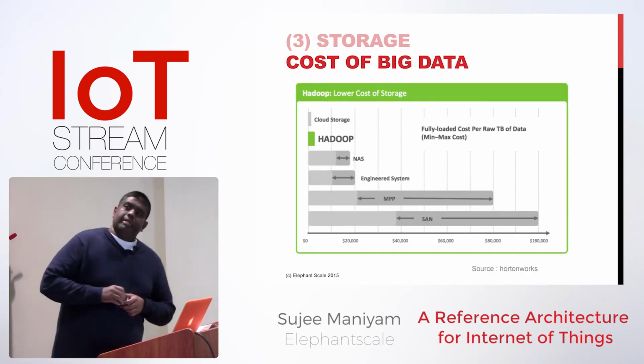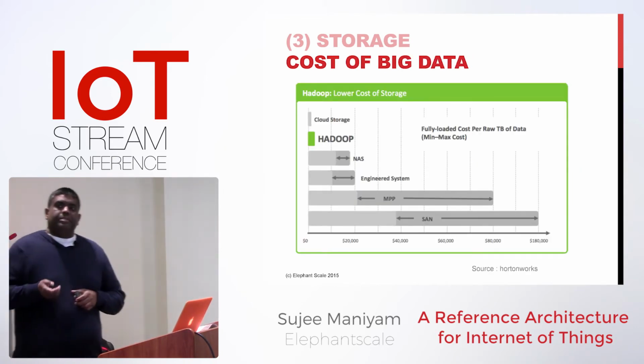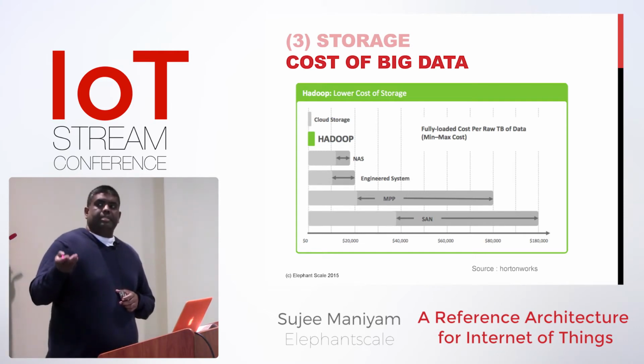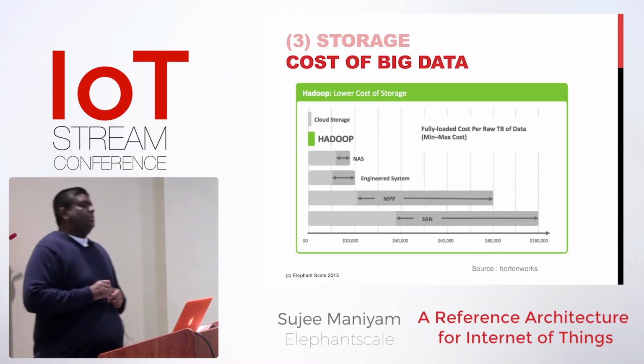And as for the cost of storage, I took this from Hortonworks. You can see this is the cost per terabyte of storage. Your traditional SAN and NAS drives are pretty pricey, right? This is around 40,000 onwards. Hadoop, you can see, is around 1,000 to 2,000 a terabyte.